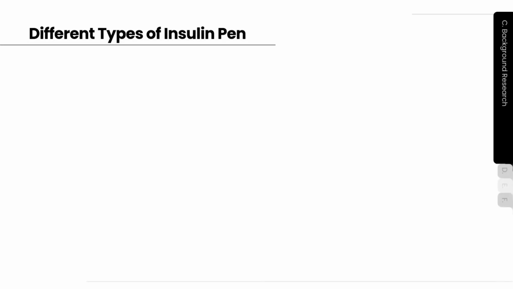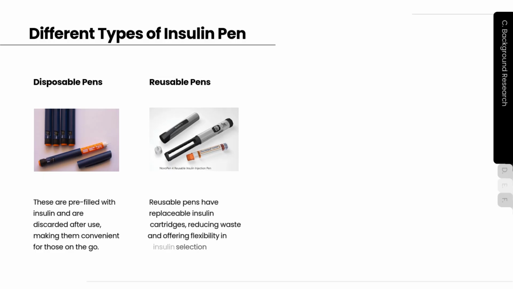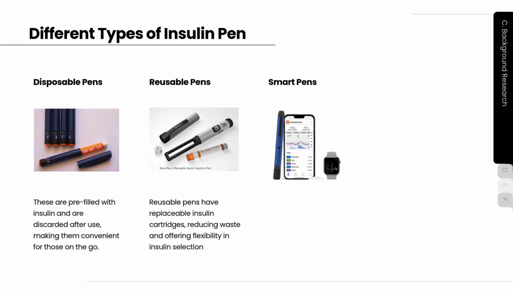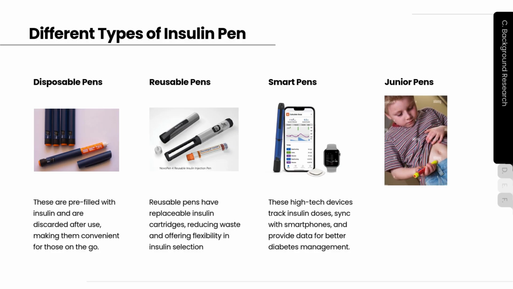Insulin pens come in several forms to match different user needs. Disposable pens are pre-filled and discarded after use, making them simple and convenient for daily routines. Reusable pens use replaceable insulin cartridges, reducing waste and allowing flexibility in insulin choice. Smart pens add digital features, tracking dose and timing and syncing data with smartphones. Finally, junior pens are designed for children, offering smaller sizes and lower dose increments for precise pediatric dosing.